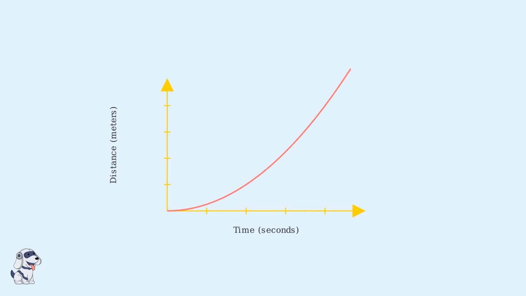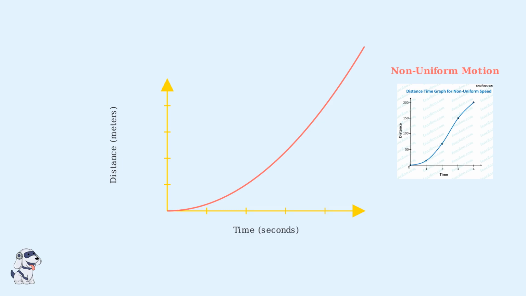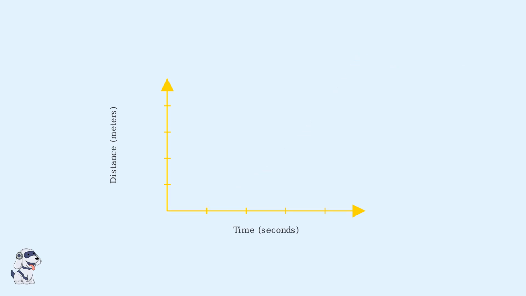Now let's look at non-uniform motion. When an object's speed changes over time, the distance-time graph becomes curved rather than straight. In this curved graph, the object starts slowly and then speeds up. The curve gets steeper as time progresses, showing that the object is accelerating.